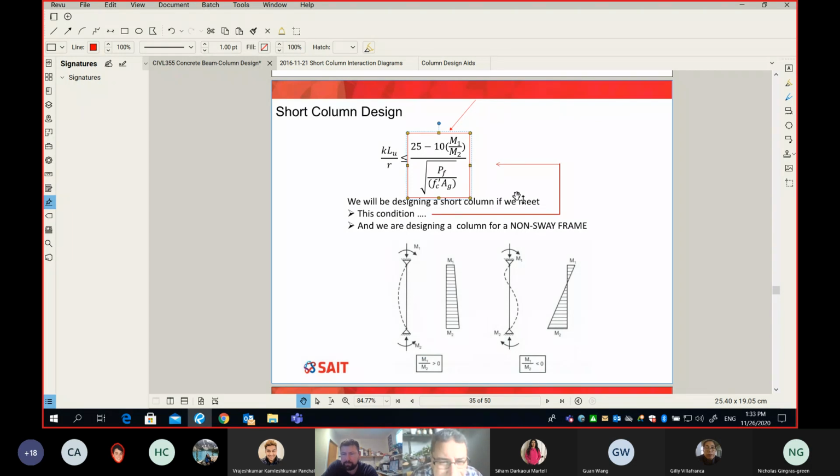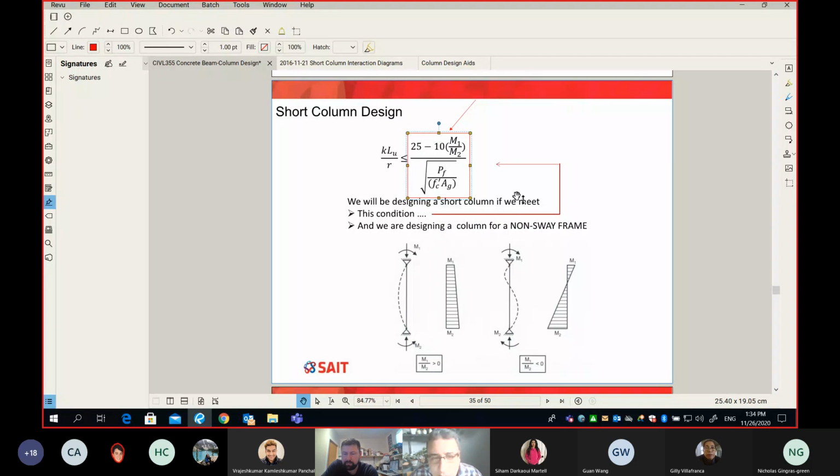Now, anybody in this class at this point of time doesn't know what is F prime C? Please don't say no. F prime C is the concrete compressive strength. That's concrete, how much it can take in compression.